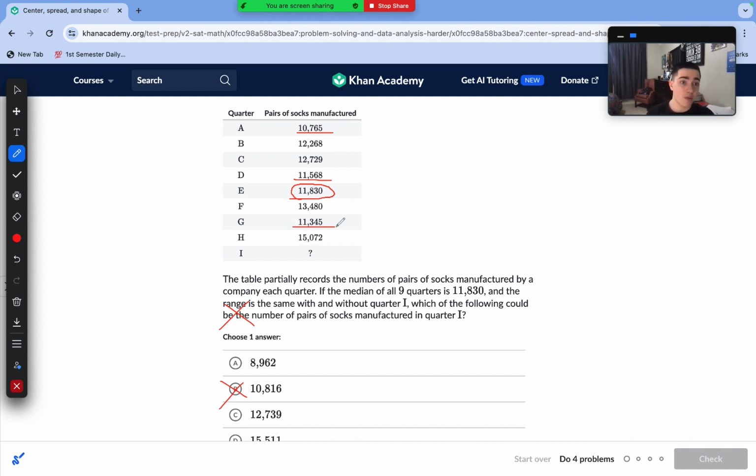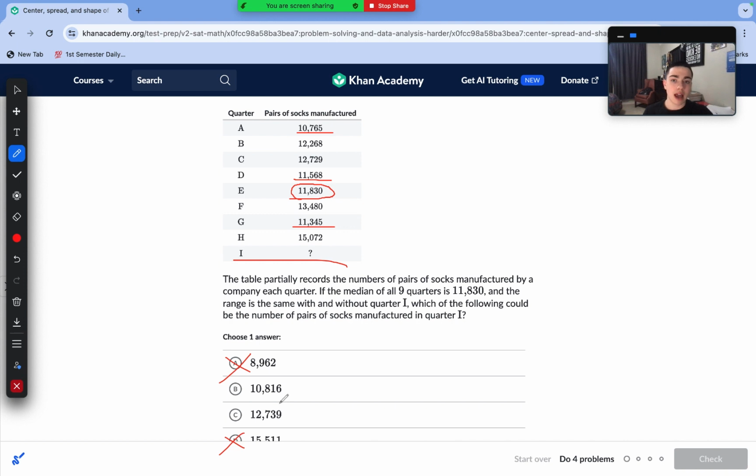Notice there's only 3. We need to have 4. This is where quarter I comes into play, because if 11,830 is to be our median, it needs 4 values below that. So we need to add an additional value below that. Scrolling up offset our crossouts to A and D, so let's add that back here.